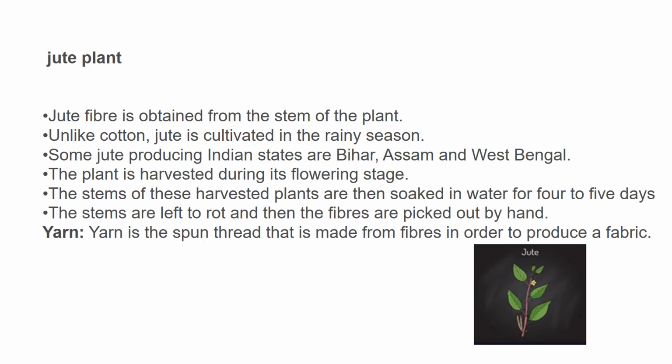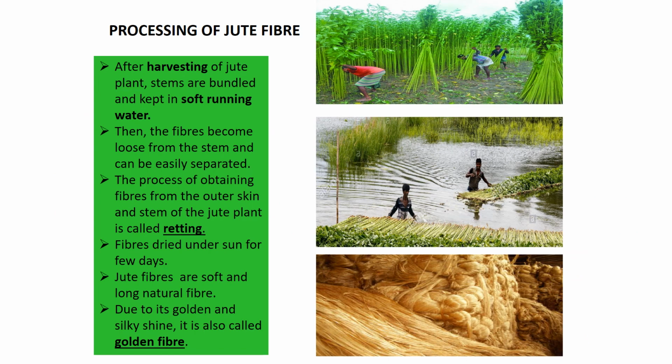Then the yarn or fiber is obtained. Here yarn is the spun thread that is made from the fiber in order to produce fabric. Let's see the slide again, the processing of jute fiber. As the jute plant is harvested during its flowering stage, the stems are bundled and kept in soft running water, and they are kept there to rot. When the stems become rotten, the fibers become loose and can be easily separated.